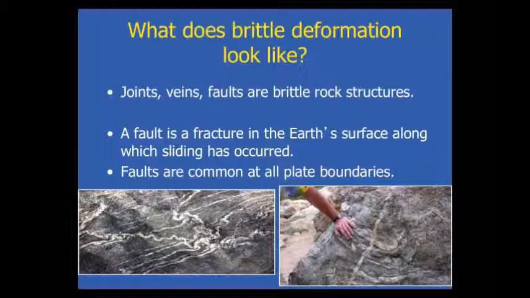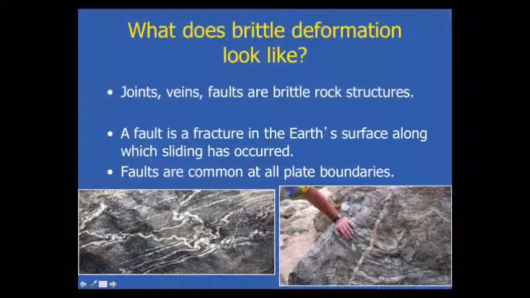Joints and veins are when the rocks fracture, but there's no movement along the fracture surface, so maybe they just kind of pop apart. These two pictures on the slide show examples of veins that have since filled in with water solution, and minerals have precipitated out, and so that preserves the joints and the veins in the rocks.